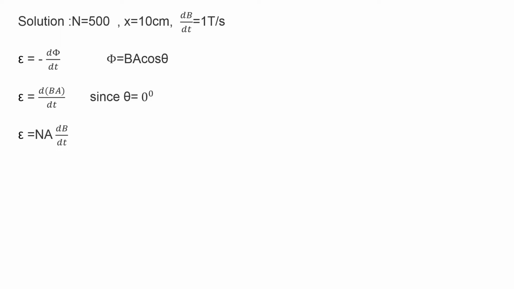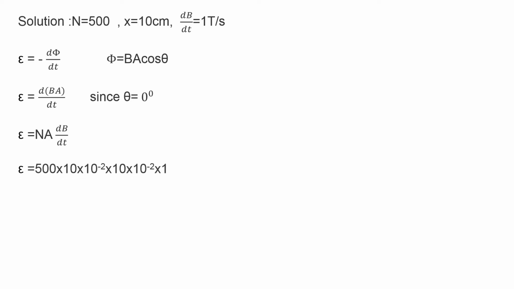Next, if the coil has some number of turns, then you can write the formula like this: epsilon equal to n into d of BA by dt. Here A you can take outside, and dB by dt is given. So next, substitute the values of n, dB by dt, and A, the area of the square. The side of the square is given, and using that you can find the area of the square, that is side into side.